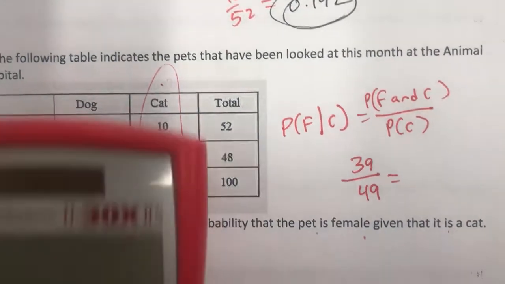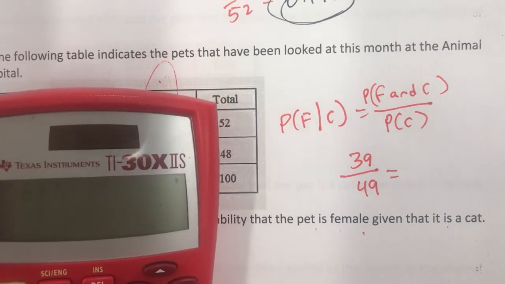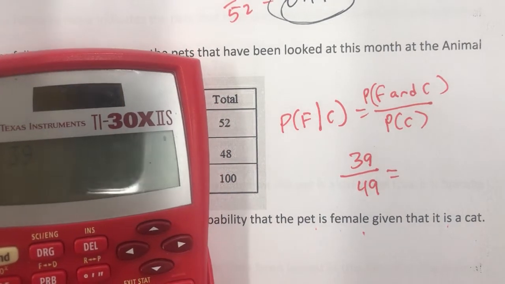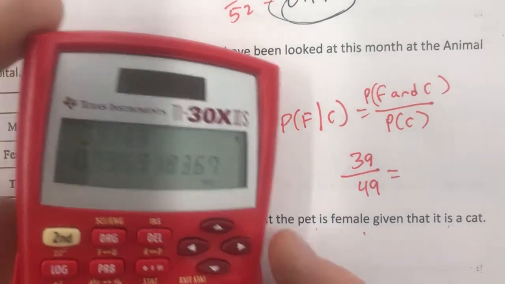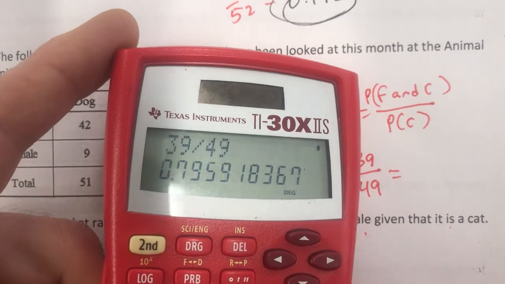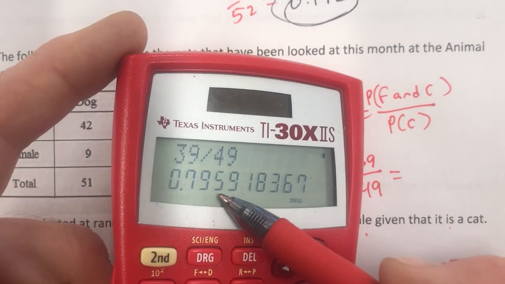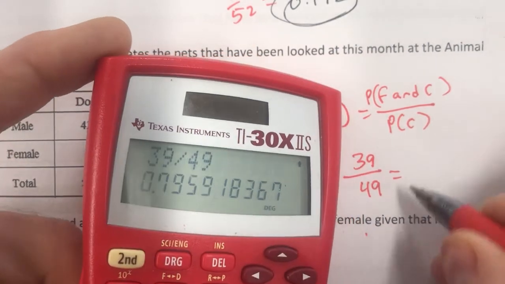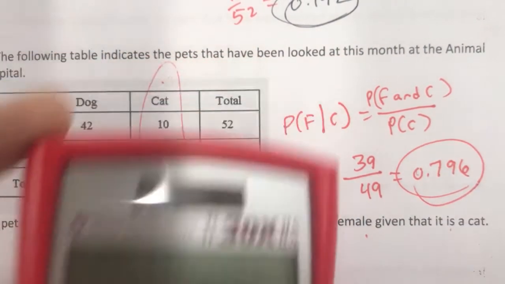All right, so if I punch that in, 39 divided by 49. Okay, there it is right there. It's 0.795. Now look here, this 9 right here makes that 5 go up to 6, so 0.796. And that'd be my probability there.